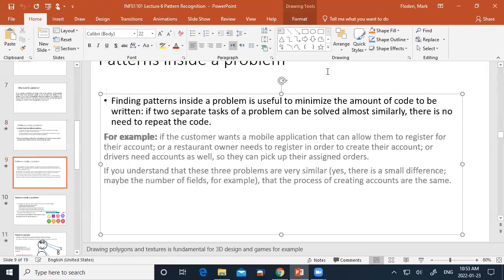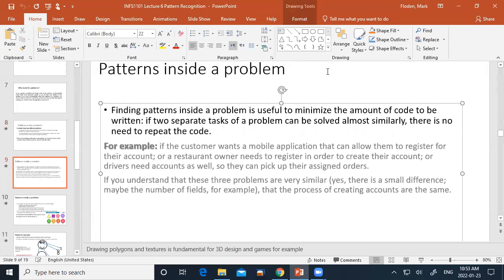So what about a pattern inside a problem? Useful to minimize the amount of code. So if we see that, well, what's this one doing? Customer wants a mobile application that will allow them to register their account. Restaurant owner needs to register in order to create their account. Drivers need accounts as well. So within this organization, which is a restaurant, we've got multiple accounts.